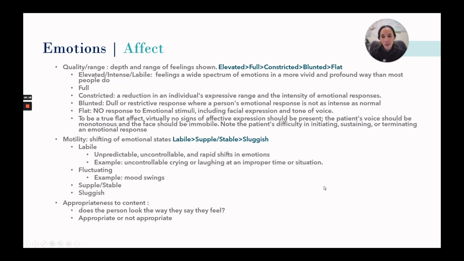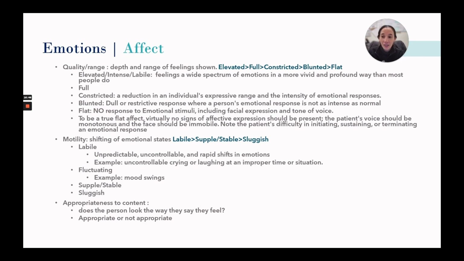When it comes to affect, things that we look for are quality and range. So we want to know the depth and range of feelings shown. And this again is on a scale. Start going from the highest, which is an elevated, down to full, to constricted, to blunted, to flat. A lot of people get blunted and flat confused. So if you take nothing away from this slide, when we get down to that, take a note.